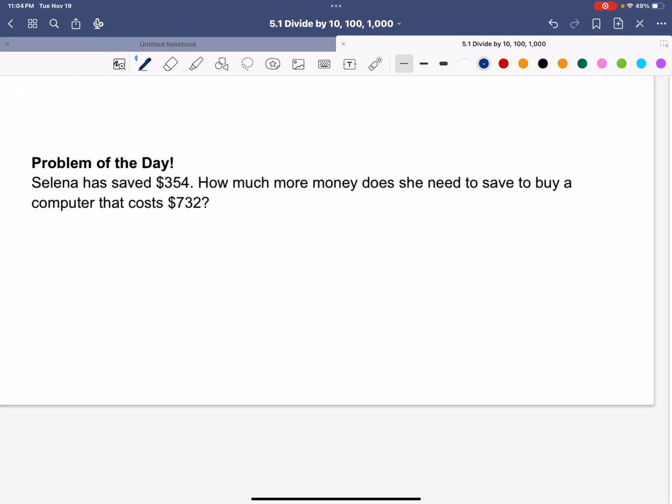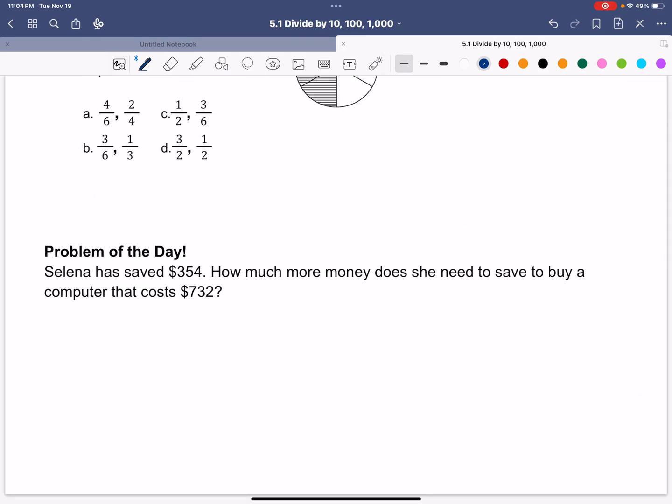Alright friends, we should be done with our problem of the day by now. Let's take a look. Selena has saved $354. How much more money does she need to save to buy a computer that costs $732?